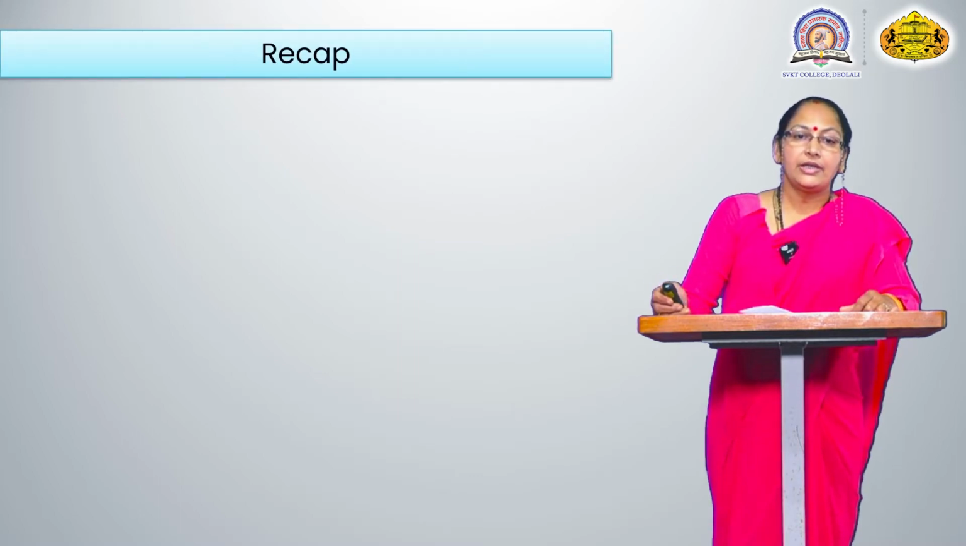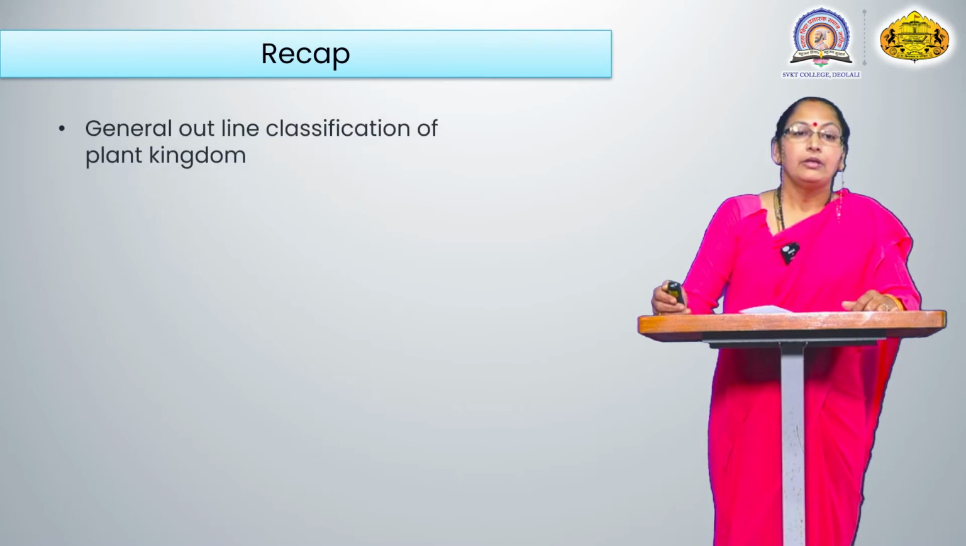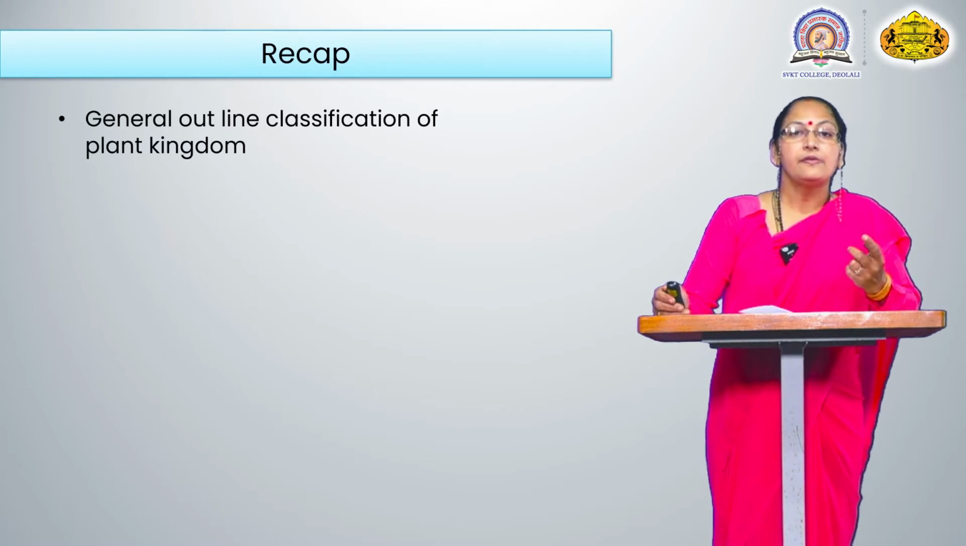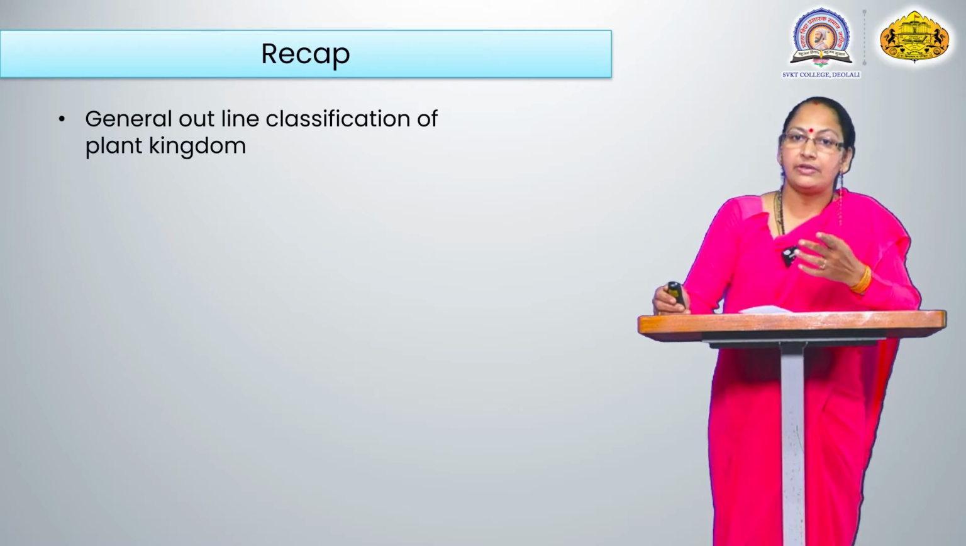Class TYBSc, semester 5, Botany, paper 1, Cryptogamic Botany, and today's topic is Algae, part 3. In the last lecture we saw the topic of the general outline and classification of the plant kingdom. It is divided into two sub-kingdoms: first the cryptogams and second the phanerogams.